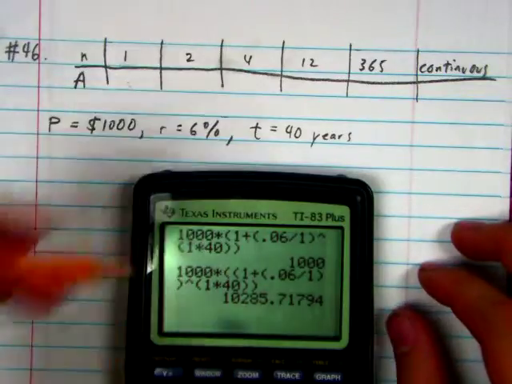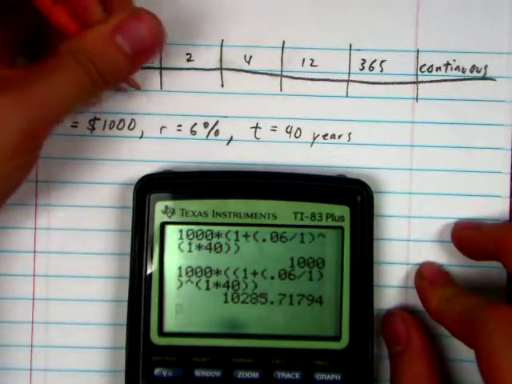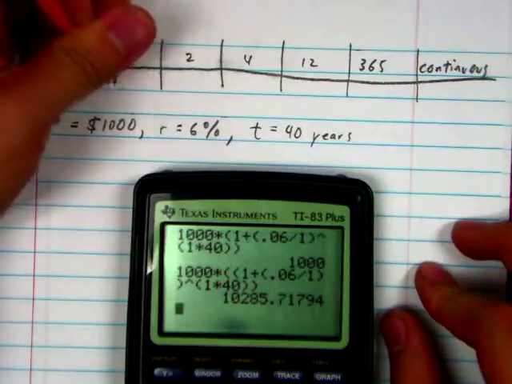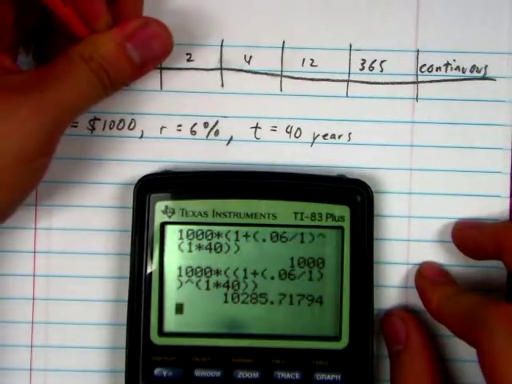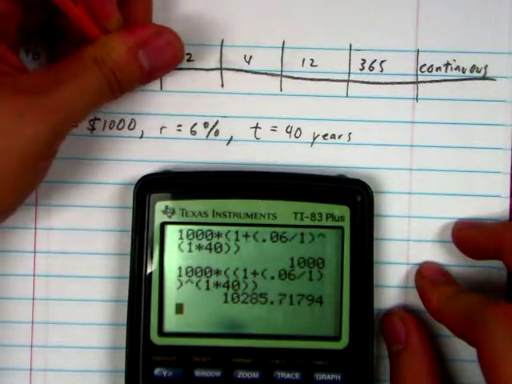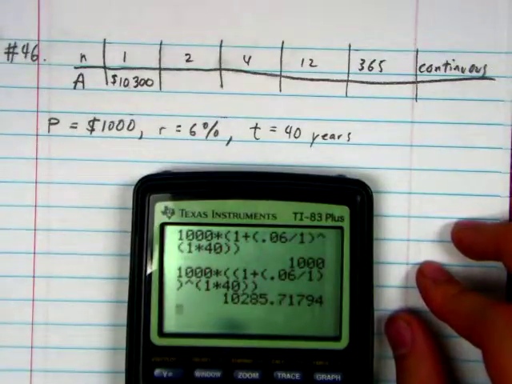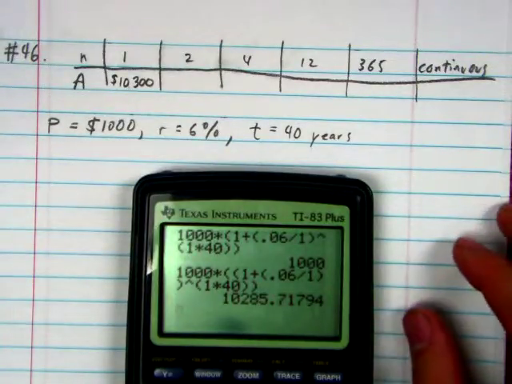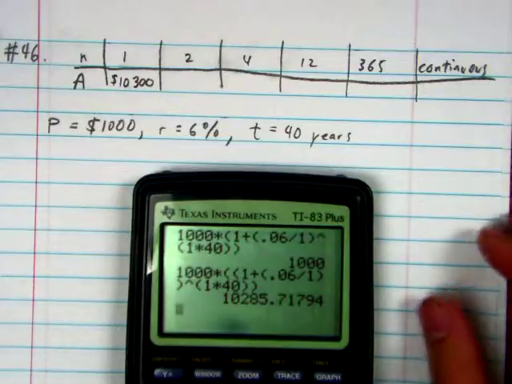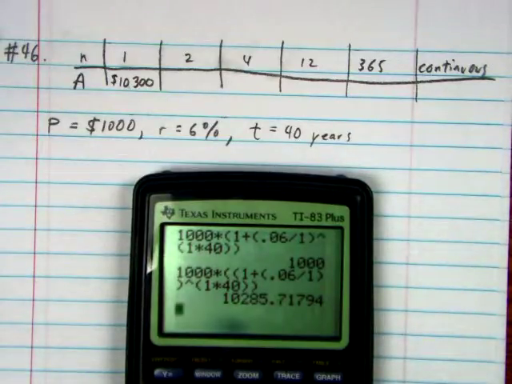Okay, that looks more correct. So after 40 years at 6%, that $1,000 became, we'll say, 10,300 bucks. Not bad. So if you had $1,000 and you were 20 years old, when you go to retire, when you're 60, then that $1,000 would have become 10,300 bucks.